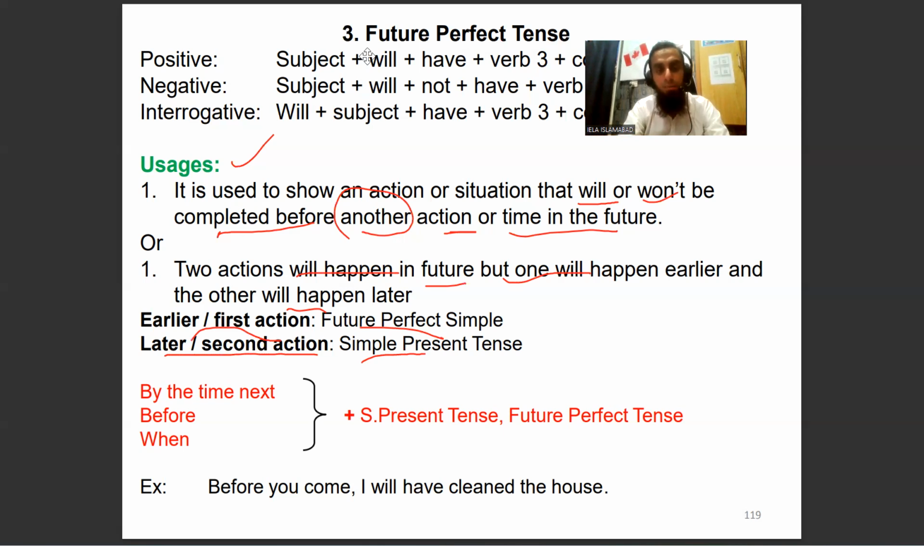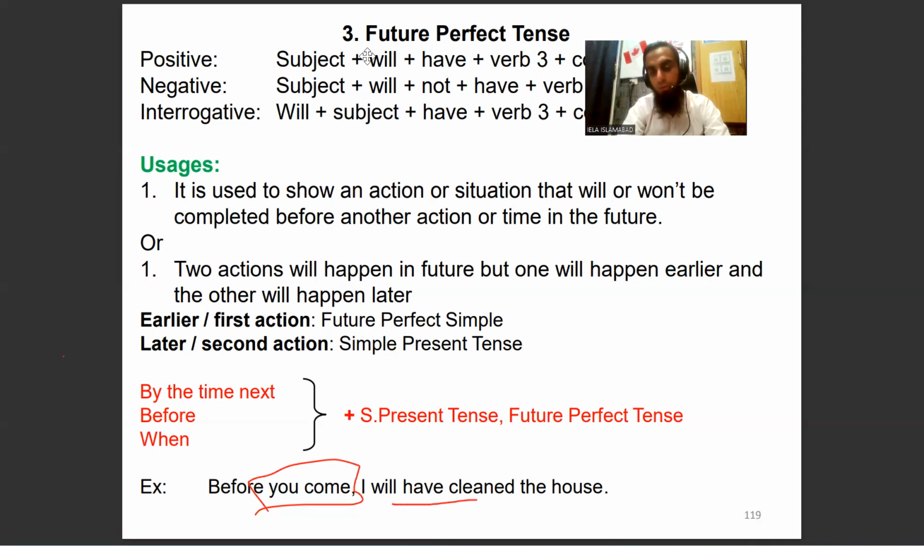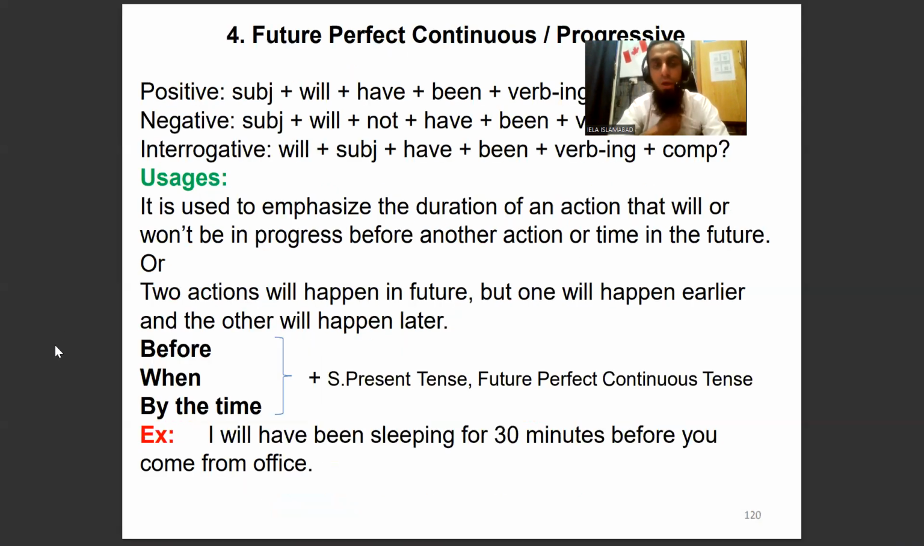Yes, you can see here, by the next time or before or when, we use that with the simple present tense plus future. Now, before you come, it is a present time. I will have cleaned the house. I will have cleaned the house is now future perfect tense, right? So it can also be used with the present simple tense to give an exact, clear meaning.